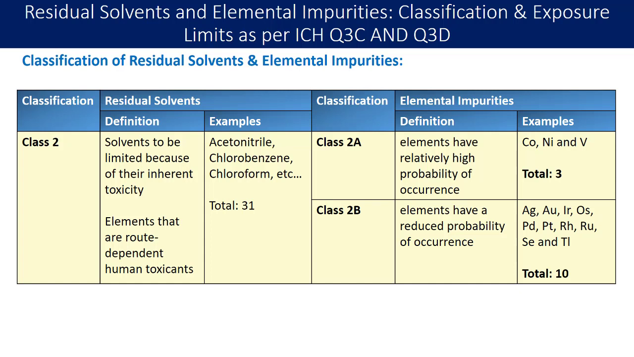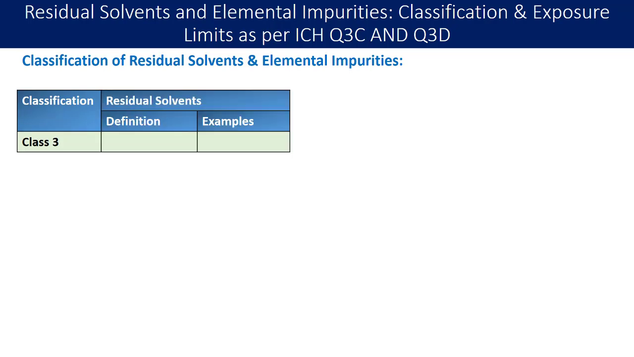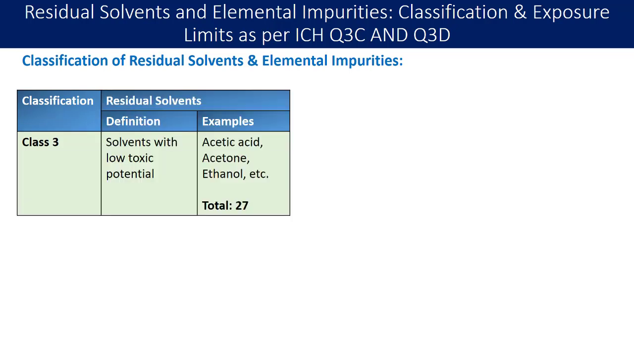So this is all about class 2 as far as residual solvents as well as elemental impurities are concerned. So the only difference is what? In the case of elemental impurities, class 2 is subdivided into 2A and 2B. That's it. Let us now talk about class 3. Let us begin with the residual solvent definition. The solvents with low toxic potential, for example acetic acid, isopropanol, ethanol, acetone. There are 27 solvents considered under class 3.